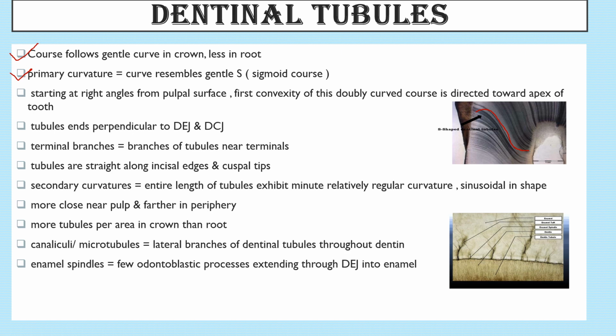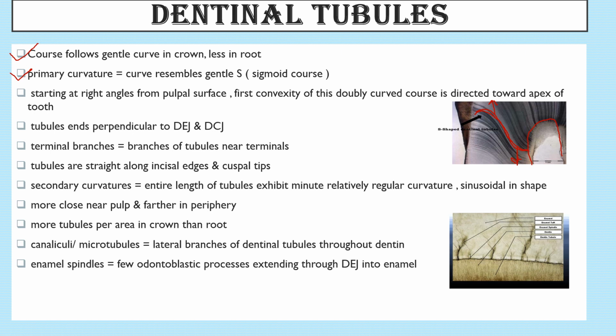Starting at right angles from the pulp. This is the pulpal space. It starts at right angles to the pulpal surface. And the first convexity of this doubly curved course, as you can see, this is one curve and this is the second curve. So it has a double curve. The first convexity here is directed towards the apex of the tooth. As you can see, this is facing towards the root portion, and this is facing towards the crown portion.